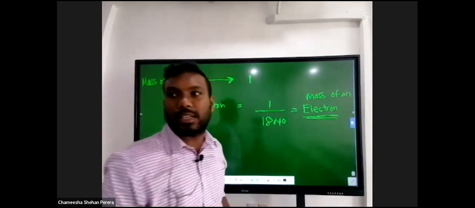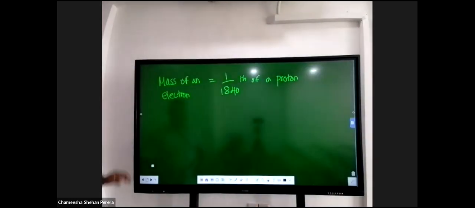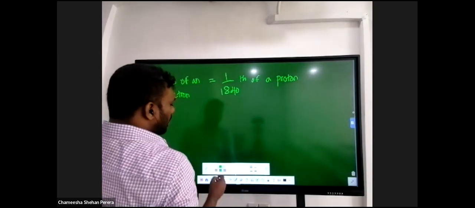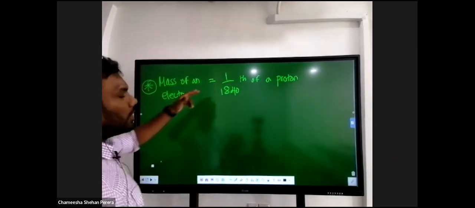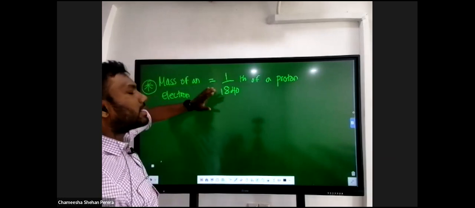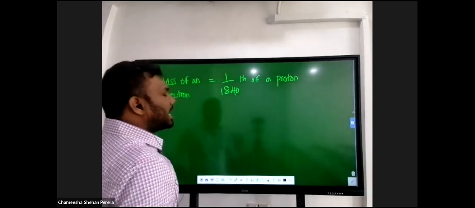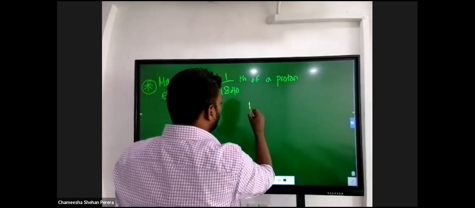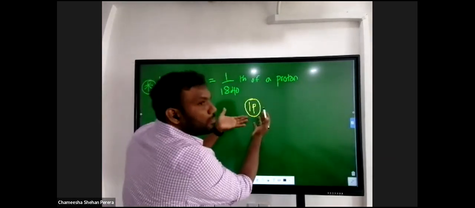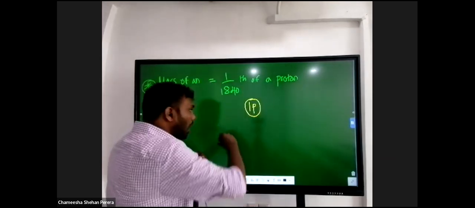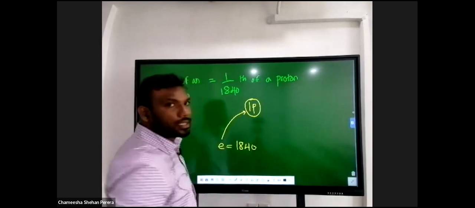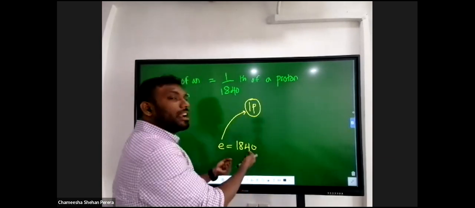Okay, that would be equal to the mass of an electron. Simply, that means the mass of an electron is equal to 1 over 1840th of a proton. That means if you have one proton, to obtain the mass of one proton, how many electrons do you need? You need 1840 electrons.